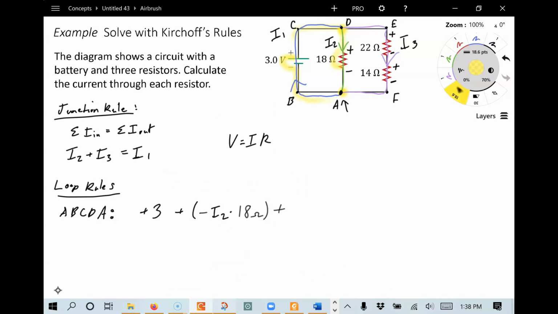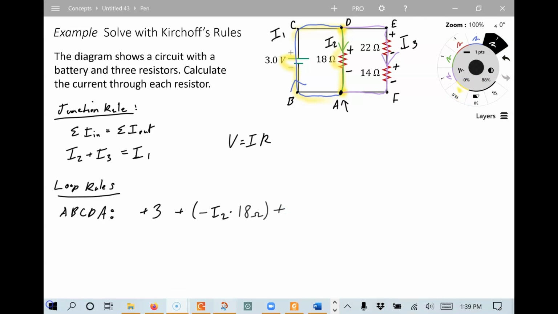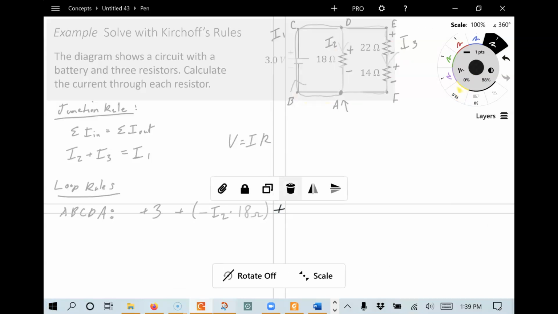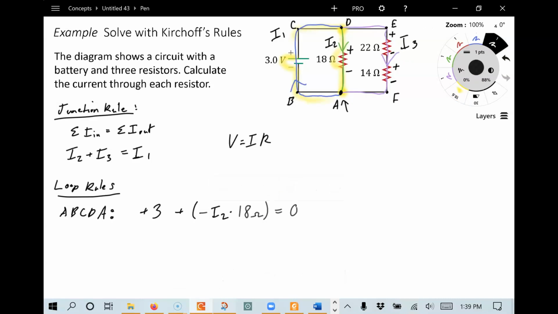And if we think about continuing on, okay, we've gotten back to point A and we are done with that loop. So we've returned to where the starting point is, and so we add these equal to 0. And we can keep on going here. We need one more loop.